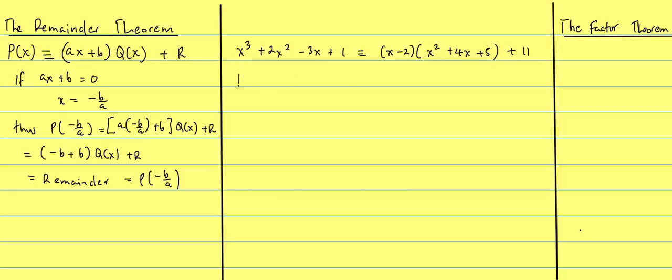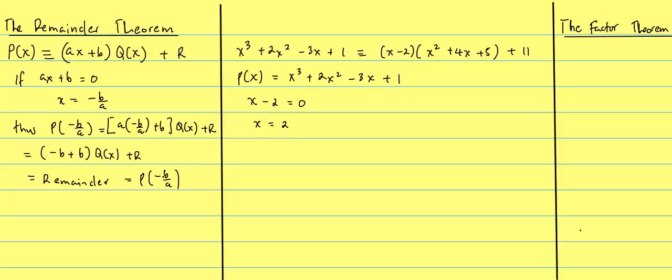Now if I call this polynomial p of x, and I know that it's equal to x cubed plus 2x squared minus 3x plus 1, and we want to find the remainder when this polynomial is divided by x minus 2. So without going through the whole division process, I could use the remainder theorem, which states that we must first of all set our divisor to 0. So x minus 2 should be equal to 0. It follows that x is equal to 2.